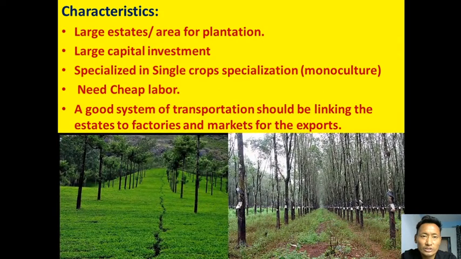So characteristics of plantation agriculture. First characteristic is large estate or area for plantation. In order to practice plantation agriculture, we need a very large estate or a large area for the cultivation of plantation crops. Large area.